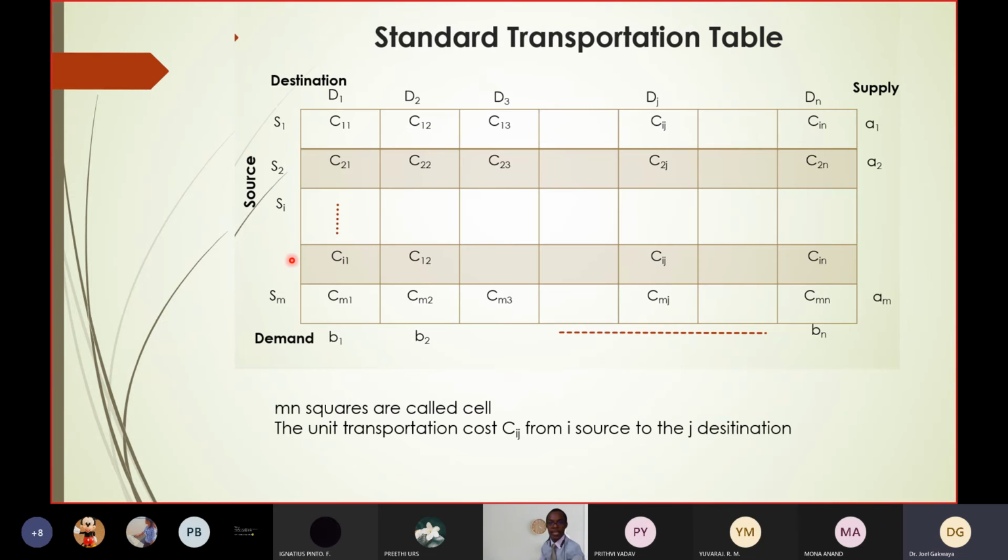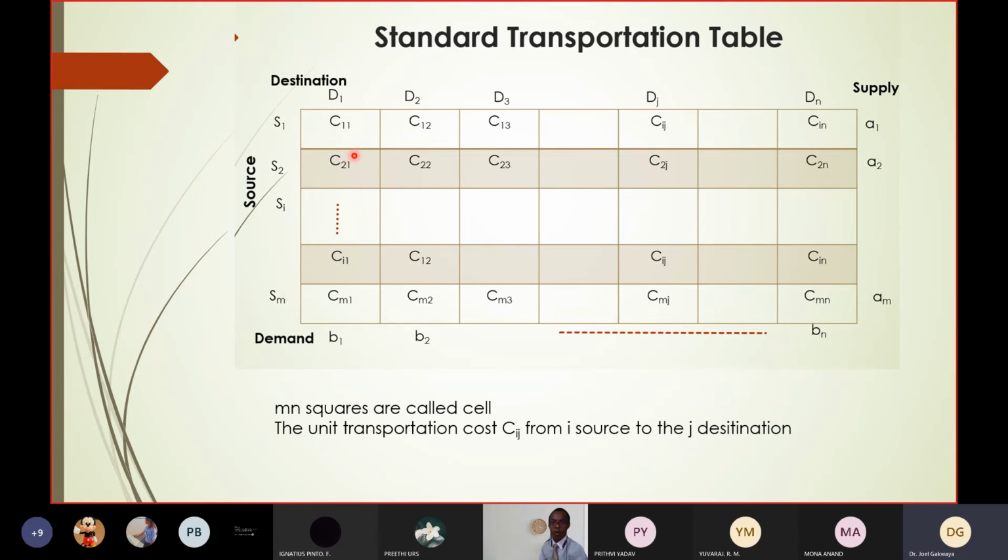So now this is it. As I said, this is a square, M by N. M stands for source, N stands for destination. M will be taken as a source, N will be taken as a destination. That's why here we have the same. We are going to have one destination, but different sources.